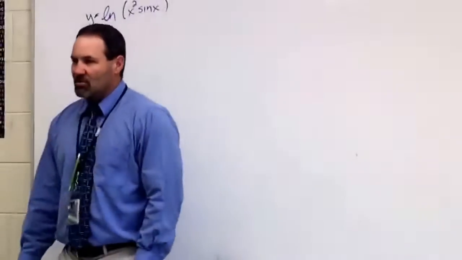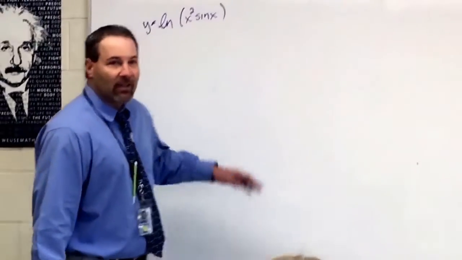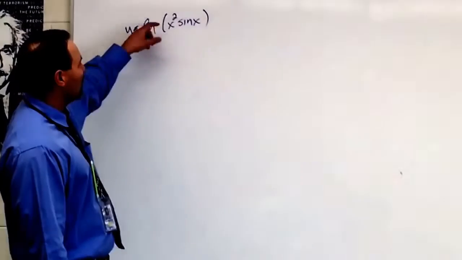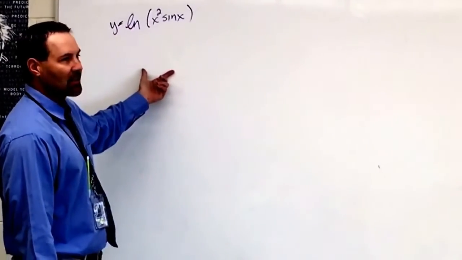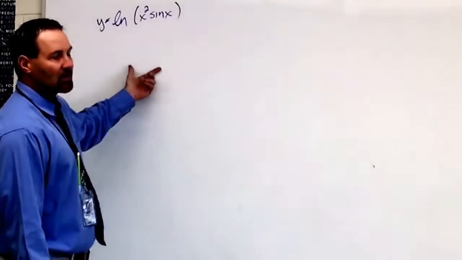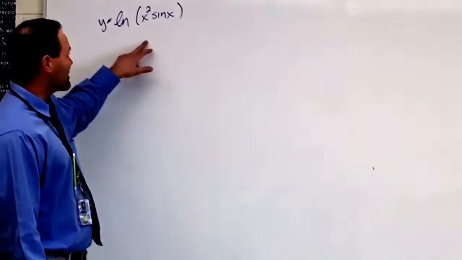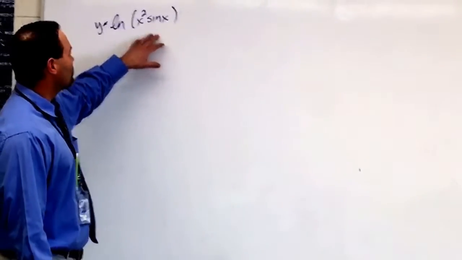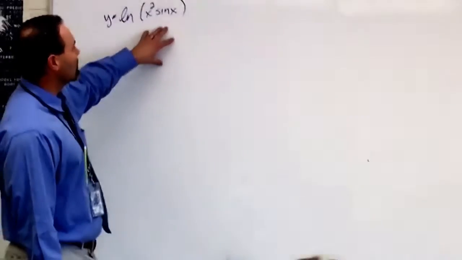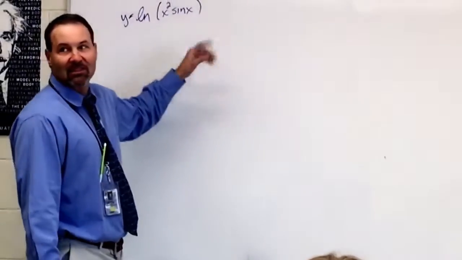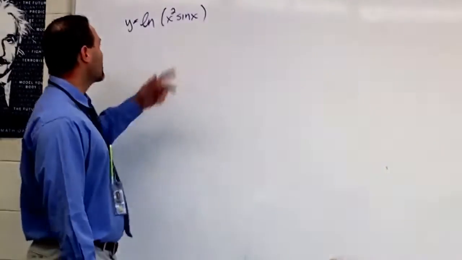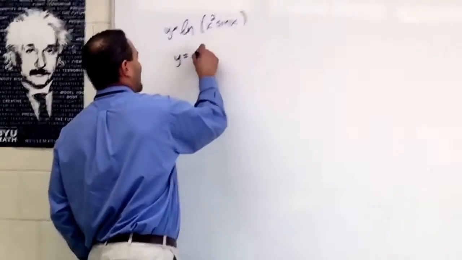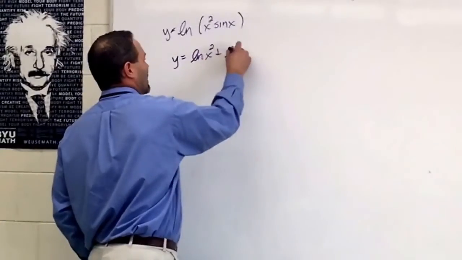Alright, so just doing the derivative stuff, if we found the derivative of this, you would have to do 1 over x squared sine x, but then you'd have to do times the derivative of x squared sine x, which would involve a product rule. So we could find the derivative of this as it is, but it'd be easier to just change it using our log properties. So we could rewrite that as the natural log of x squared plus the natural log of sine x.